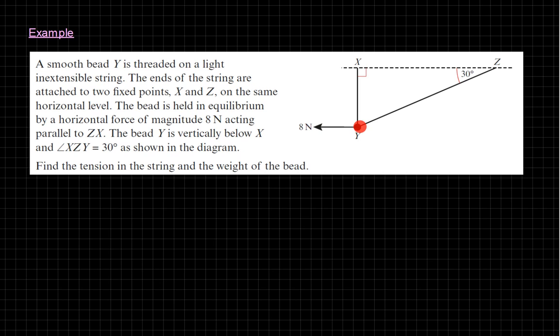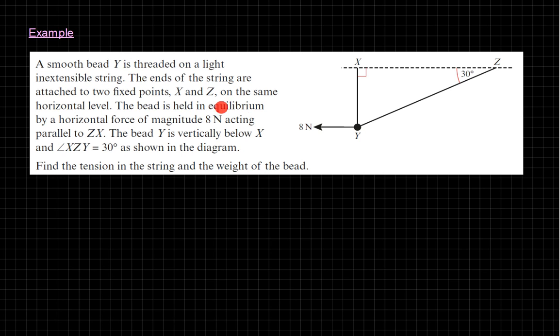And the bead is then held in equilibrium by some horizontal force, some mystery force. We have no idea where it's coming from. You know, it could be like a rocket booster, or it could be something more realistic like the wind or something, but it doesn't really matter. But for some reason, this bead has got a force of 8 newtons and it's pushing it. This force is being applied and pushing it to the left. Okay, or at least that's where the force is directed.